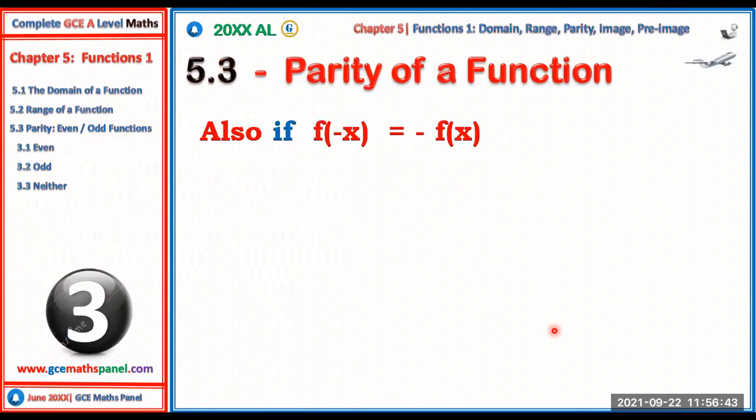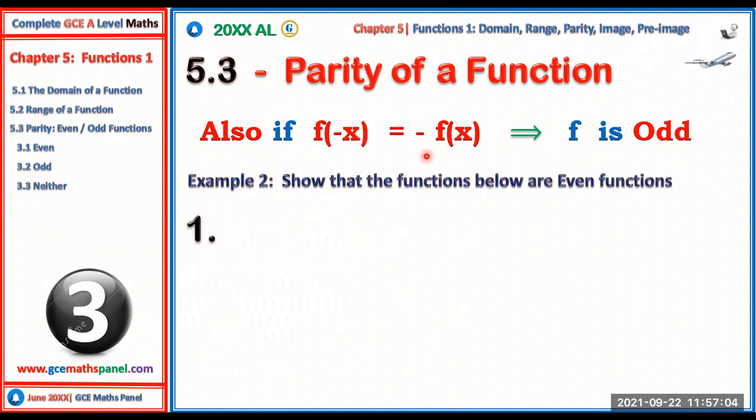Also, if f of minus x is equal to minus f of x, take note of these signs. F of minus x, or f of negative x, is equal to negative f of x. If this condition holds, we say the function f is odd. Let's take this example. Show that the functions below are odd functions.